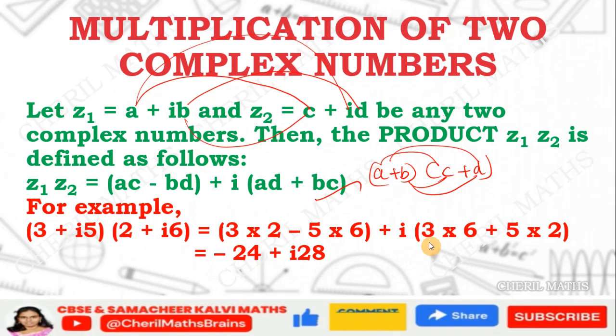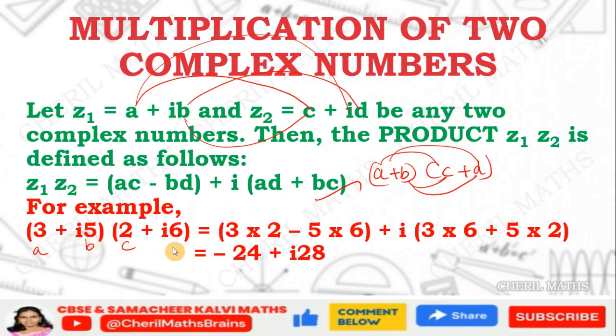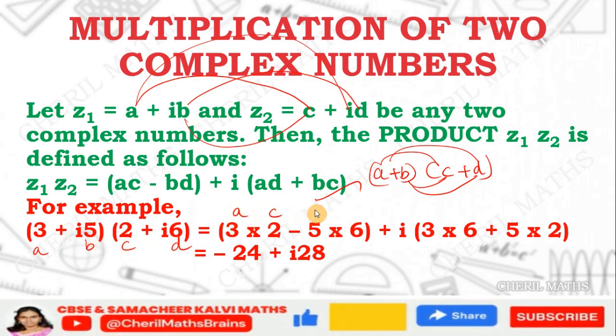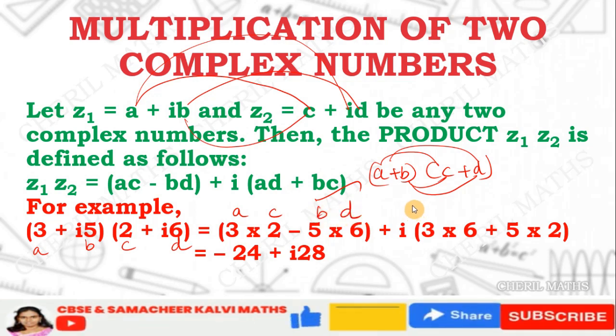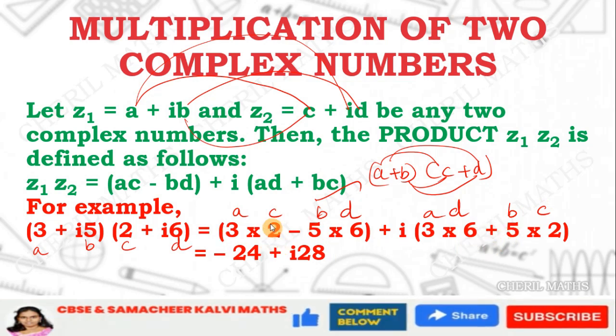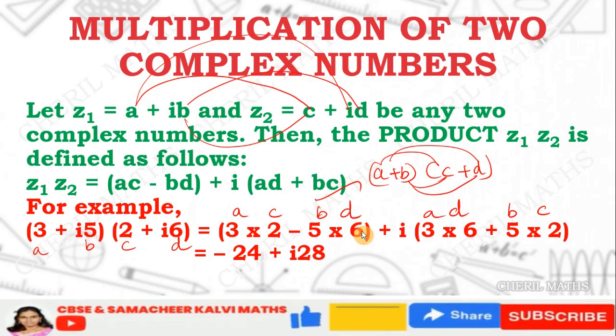So we have this example here. See, 3 into 2 plus, so this is a, this is b, this is c, and this is d. So it is AC minus BD plus i into (AD plus BC). When you are doing it, please work it out, children, as you are listening to the video. Only then it will be easy for you.